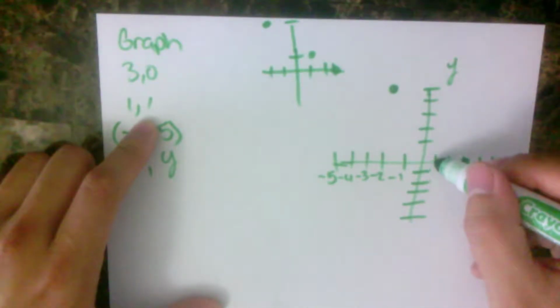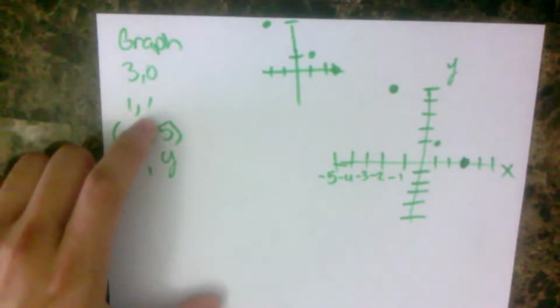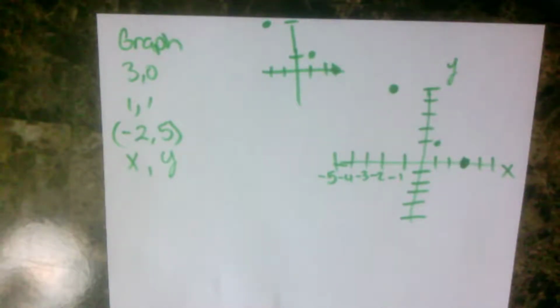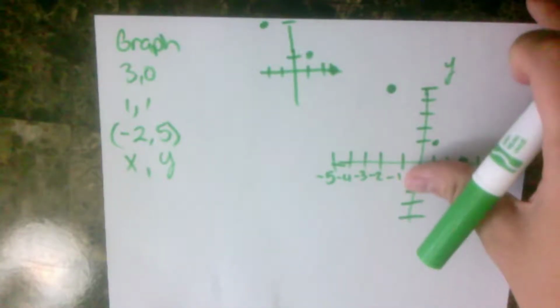So 1, and then up 1. Plotting dots, I think everyone got. We did the smiley face exercise and whatnot, so I think you're good with plotting dots. All right, so let's now talk about how to plot lines.